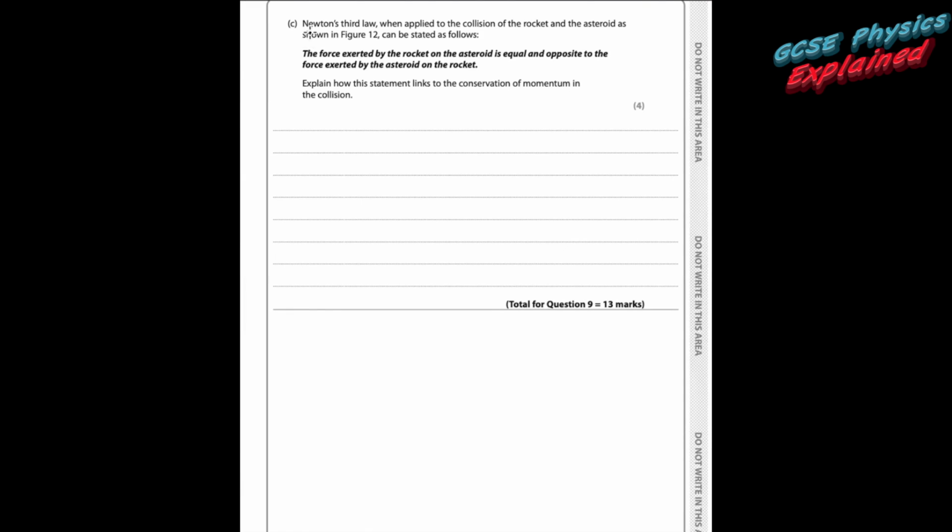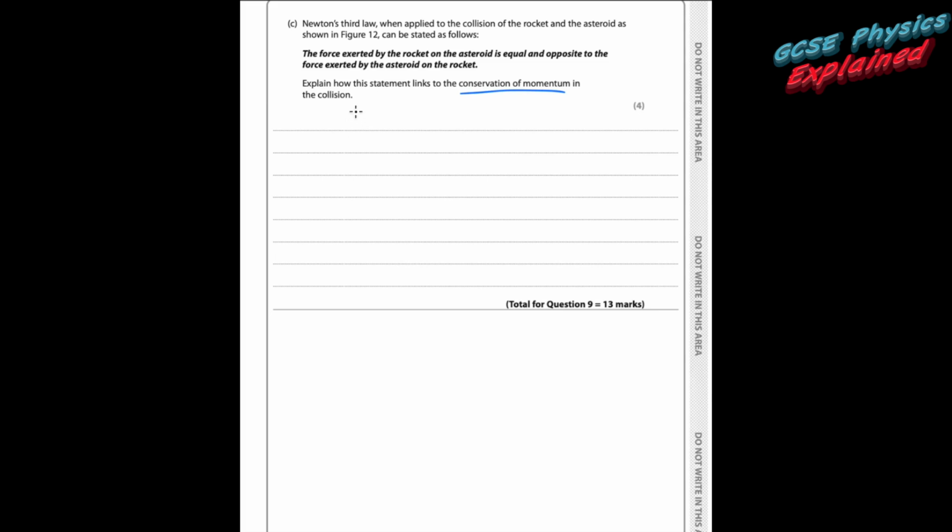Question C. Newton's third law, when applied to the collision of the rocket and the asteroid, as shown in figure 12, can be stated as follows. Right, why are they going back to the rocket and the asteroid after that last question? Anyway, the force exerted by the rocket on the asteroid is equal and opposite to the force exerted by the asteroid on the rocket. Explain how this statement links to the conservation of momentum in the collision. Right, it doesn't really matter what they're talking about.